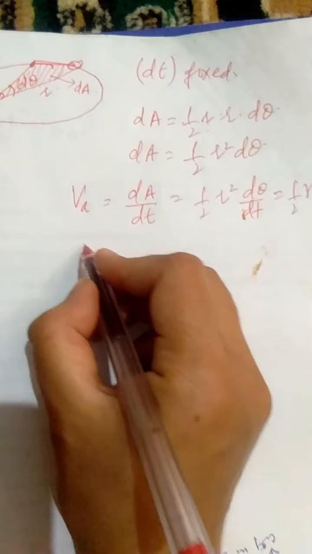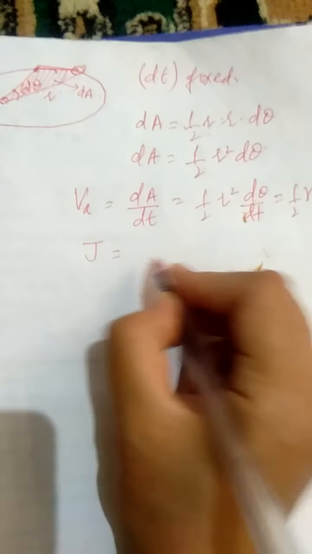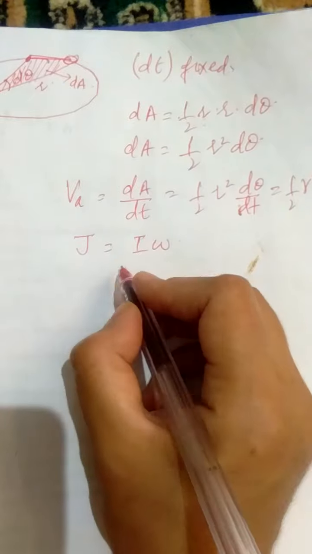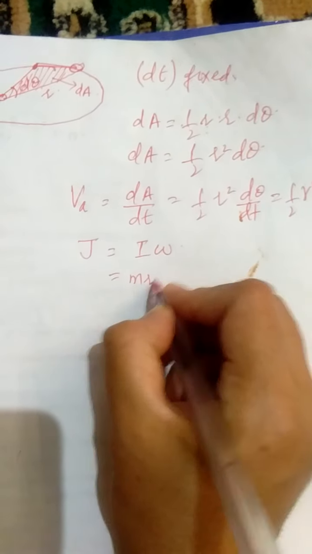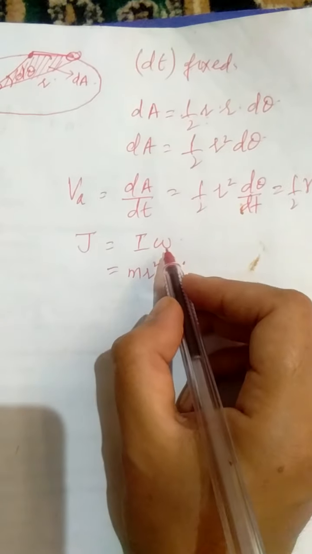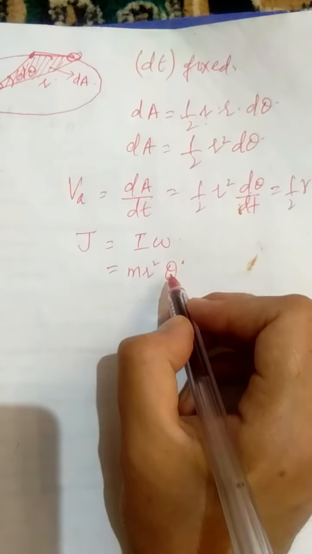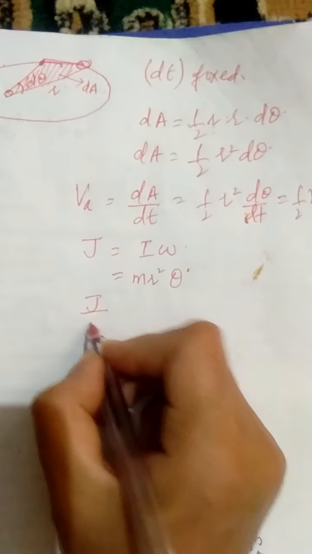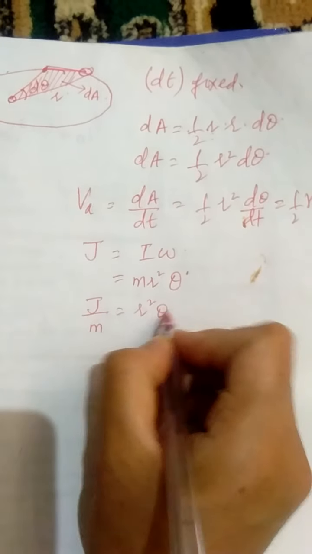Now what do we know about angular momentum J or L? We know it is given by I omega, where I is the moment of inertia. For I, I can write m r square. For omega, I can also write theta dot, because omega is the angular velocity. Angular velocity is also represented by theta dot. Therefore, J by m is equal to r square theta dot.